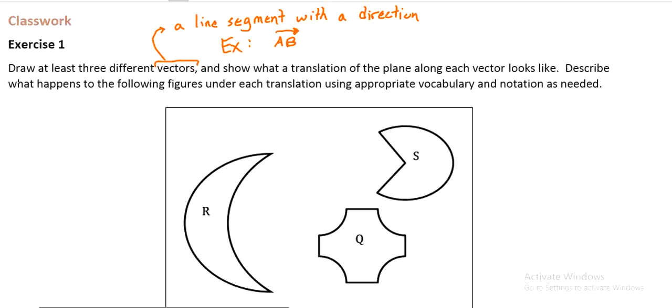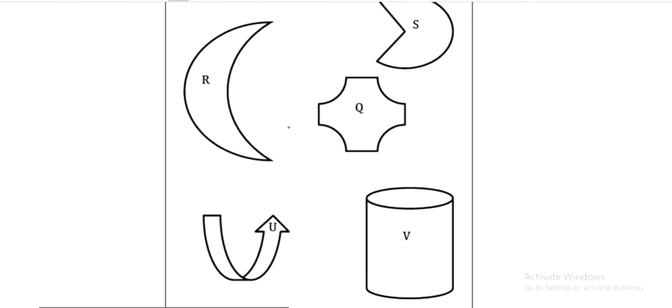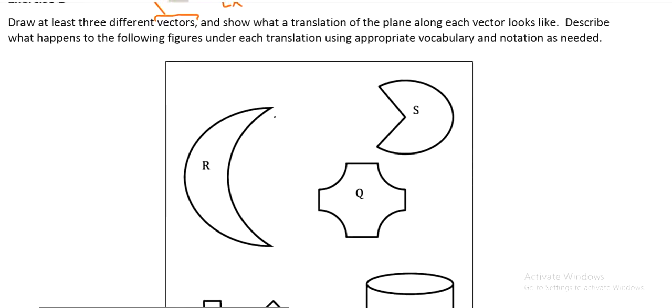So to get into the exercise, it says draw at least 3 different vectors and show what a translation of the plane along each vector looks like. With these images down here, first thing I would like you to do is mark up some key points of them. For R, we're going to mark a point here, here, here, and here.